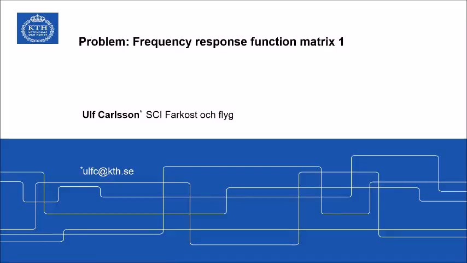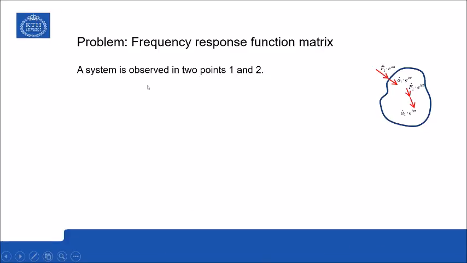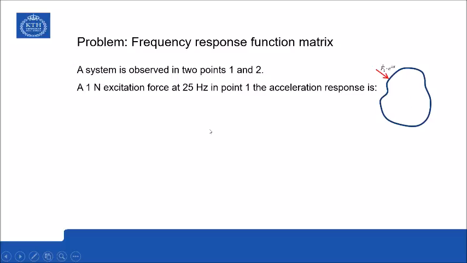In this presentation I will solve a simple problem that illustrates how the frequency response function matrix can be used in practice. So let us suppose now that we have a system that is observed in 2 points, point 1 and point 2. And also suppose that we have done some preliminary measurements.